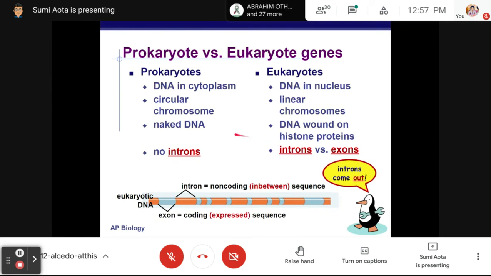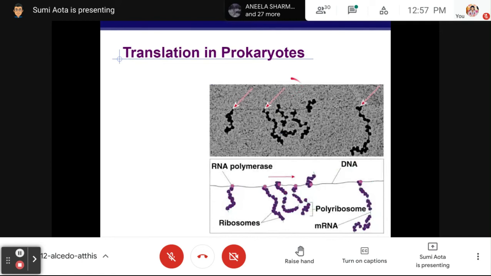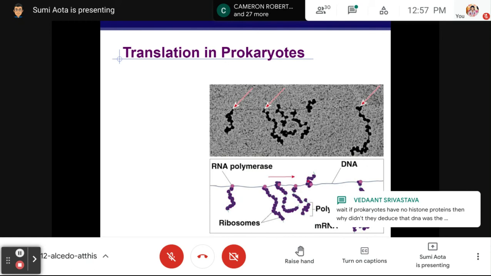Remember that the introns come out. So this is what's actually quite interesting. I know this picture here is a little bit hard to figure out, so we've redrawn it down here. The light, thin, purpley colored line here, this is prokaryotic DNA.